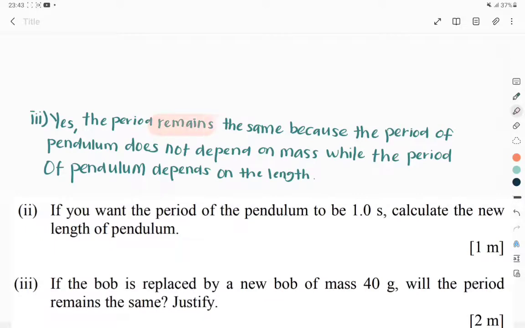For question 3, the answer is yes, the period remains the same because the period of a pendulum does not depend on mass, while the period of a pendulum depends on the length.